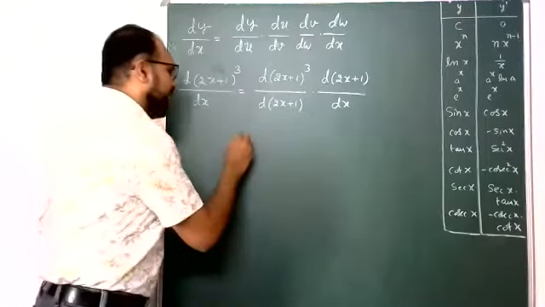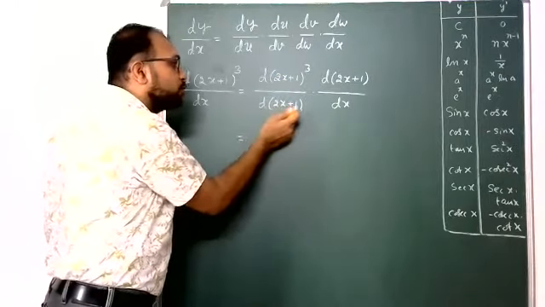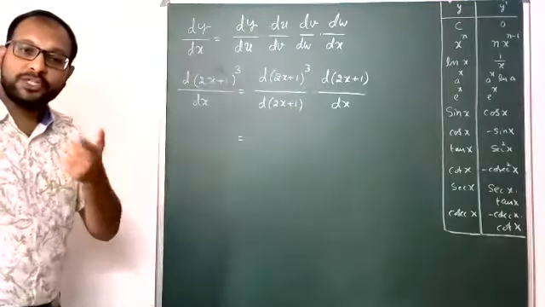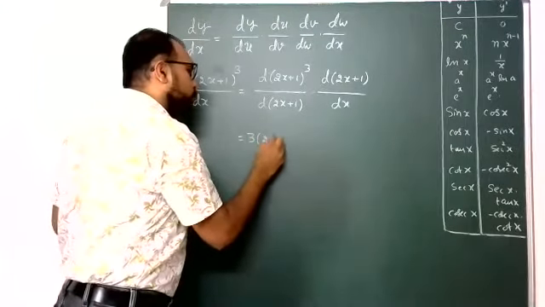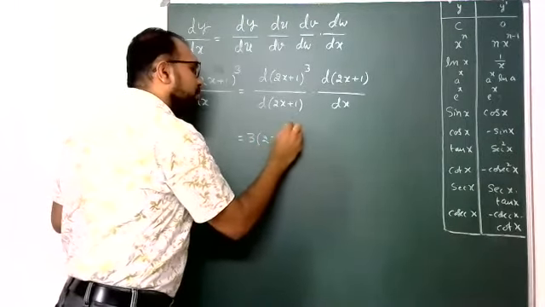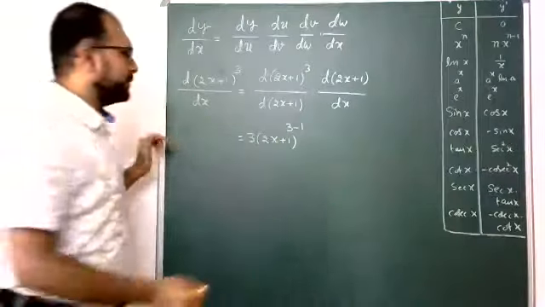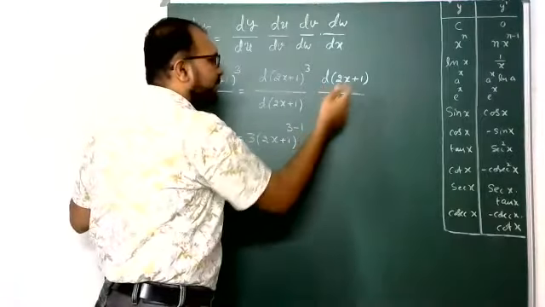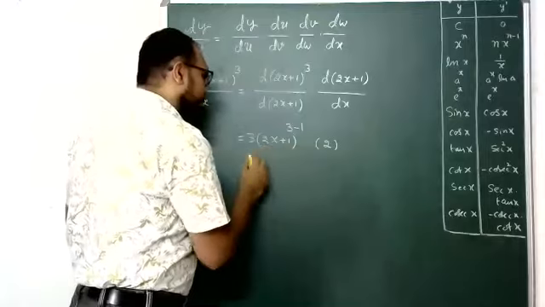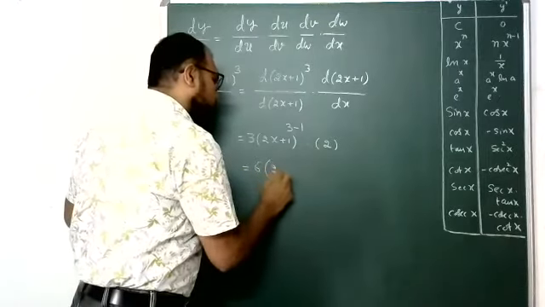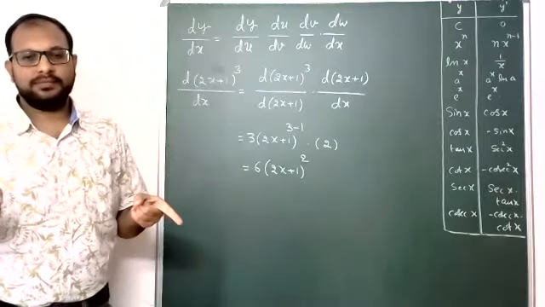So now we can write the derivative of (2x plus 1) whole cube with respect to (2x plus 1). Very simple, 3 into (2x plus 1) whole to the power of 3 minus 1, the n minus 1 principle again, into what is the derivative of 2x plus 1? That is very simple, into 2. So therefore the answer is 3 into 2, 6, (2x plus 1) whole square, is the final answer.